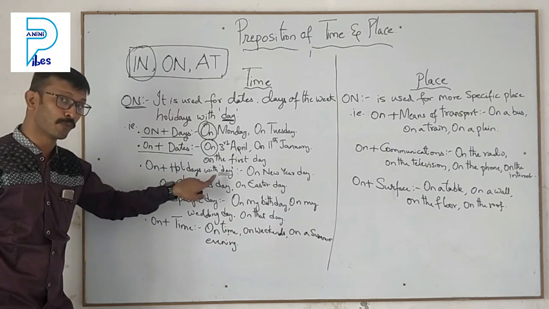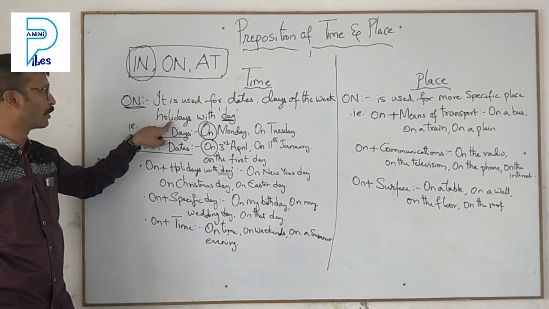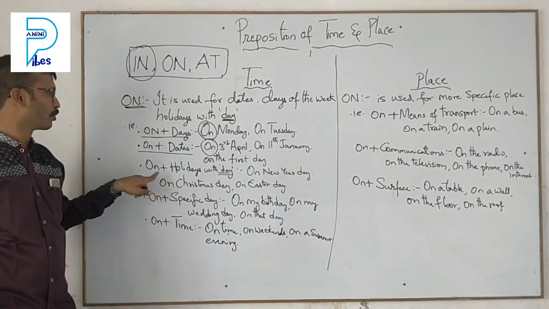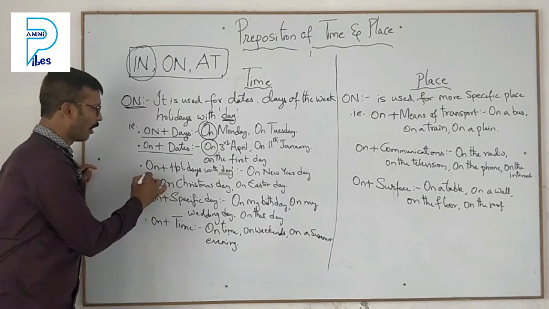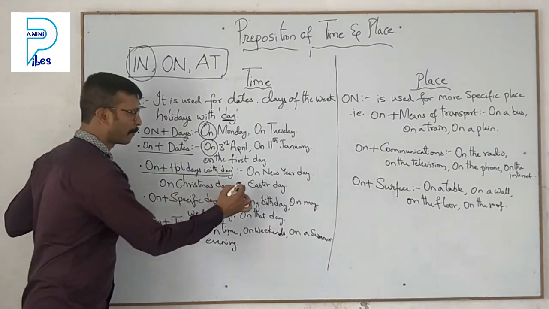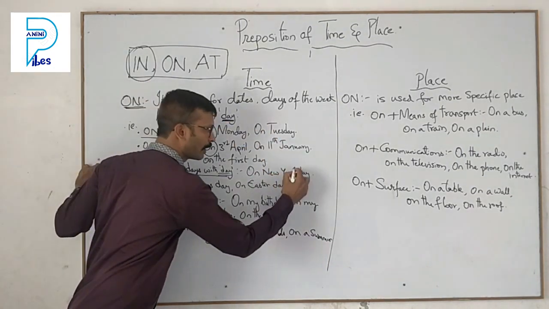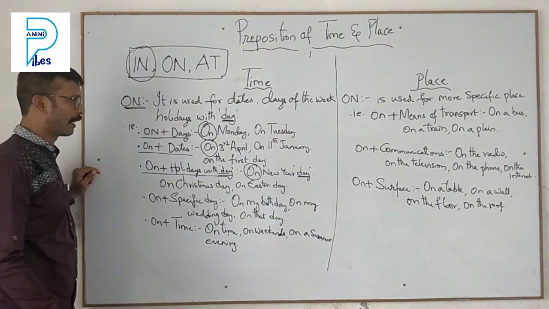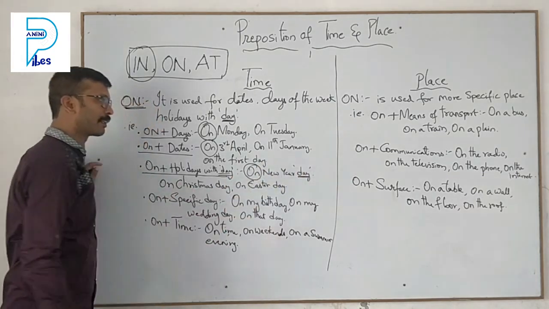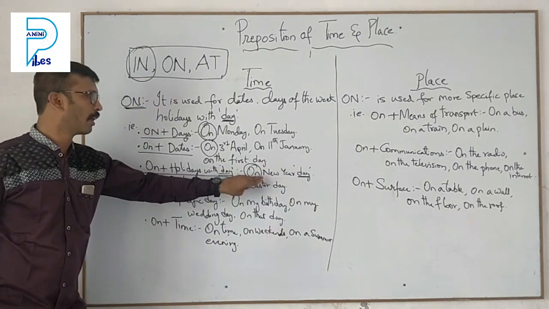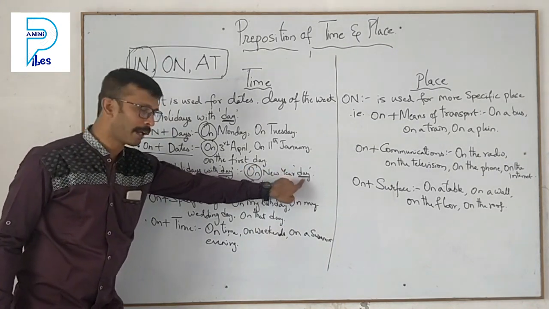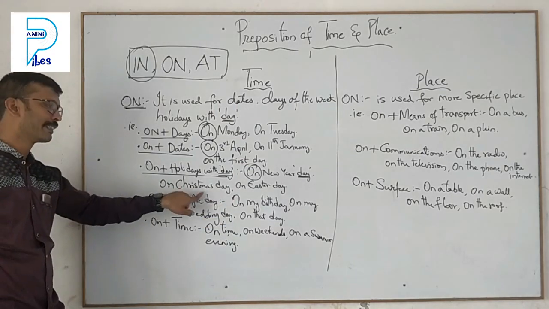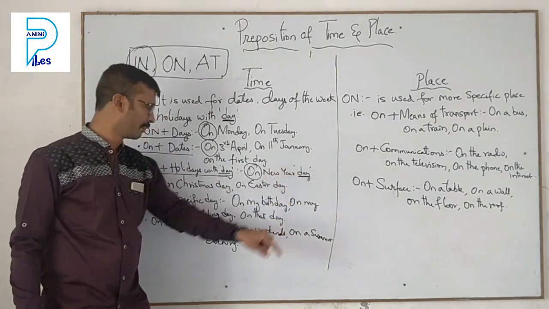On plus holidays with day. As I have already said, when we use day with a holiday or a specific day, then we use on as a preposition of time. So on plus holidays with a day, like for example on New Year Day. So यहाँ पे हमने day mention किया है, so हम लोग यहाँ पे on use करते हैं. So on New Year Day, अगर सिर्फ ये New Year है तो हम लोग on use नहीं करते हैं. So when we have used day, then we use on as a preposition of time. On Christmas Day, on Easter Day.